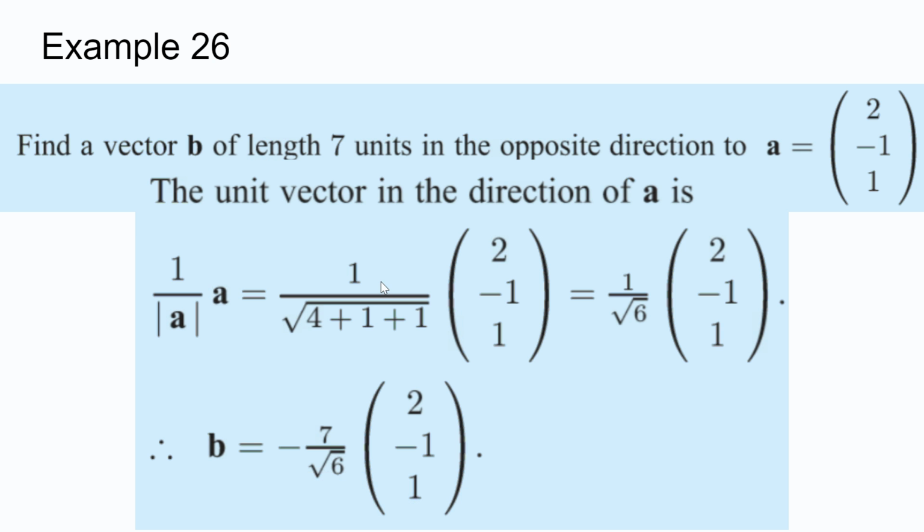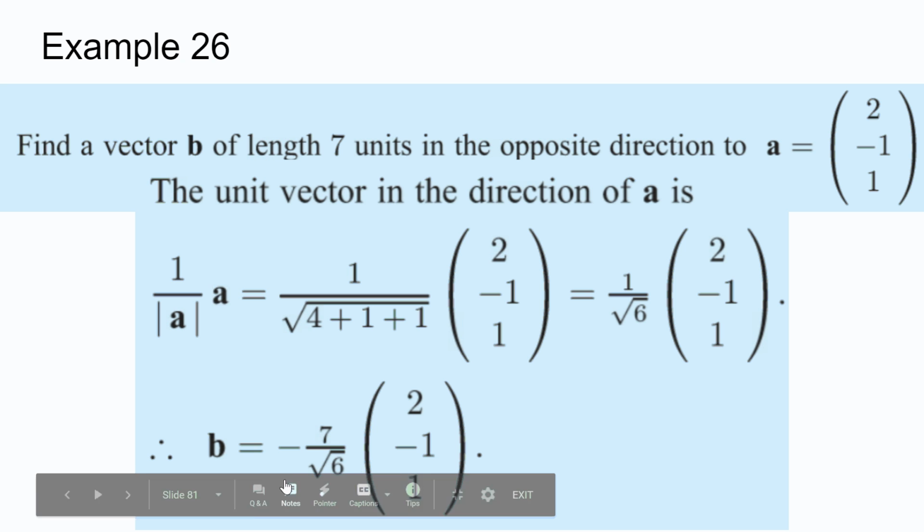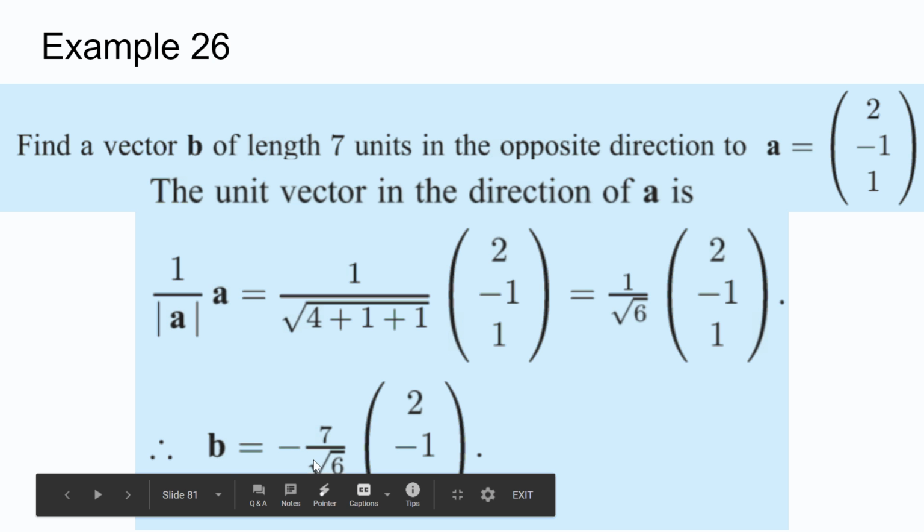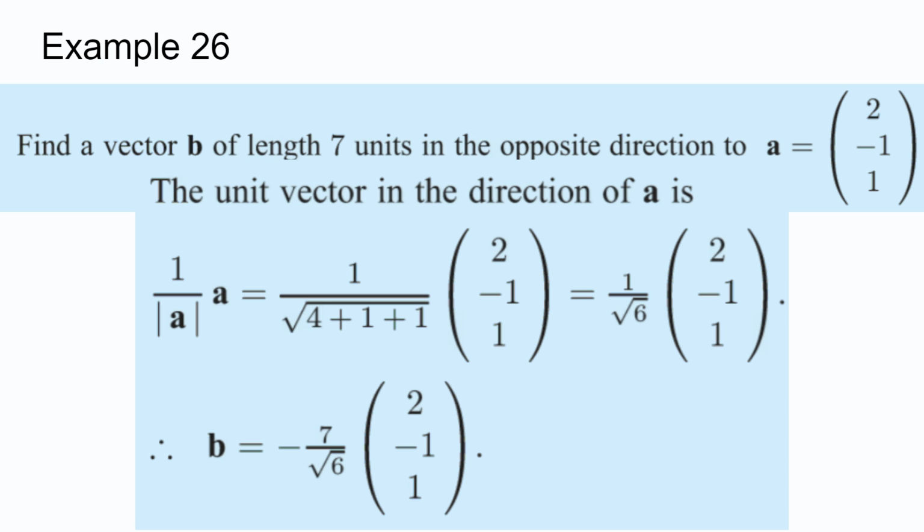So the first thing we're going to do is take that 2, negative 1, 1, and multiply it by 1 over the magnitude of vector A, which is the square root of 2 squared, 4, negative 1 squared, 1, 1 squared, 1. So that's going to give us 1 over root 6 times that vector A. But since we want it to go in the opposite direction, we're going to multiply it by a negative in front. And we want it to be 7 units long, so it's really negative 7 over root 6 times that vector A that we previously had there. So there's a lot of things going on in this particular problem. Make sure you stop, look at it, and make sure it makes sense to you before you move on.